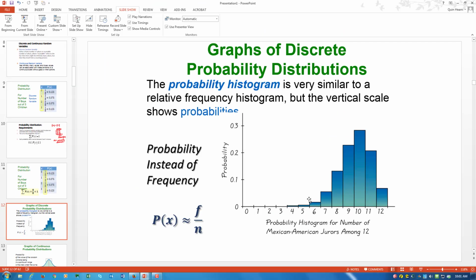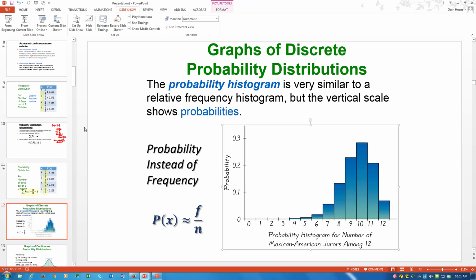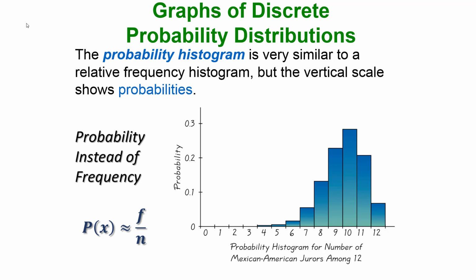Do you remember our histograms that we made from our frequency distributions? On the histogram, each bar represented the number of times a particular outcome occurred, a particular value appeared in the data. We're going to have probability distributions where the vertical axis is just the probabilities. So each one of these bars tells you how likely the outcome is.